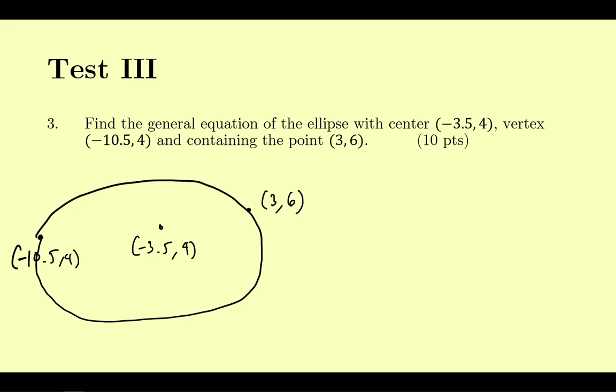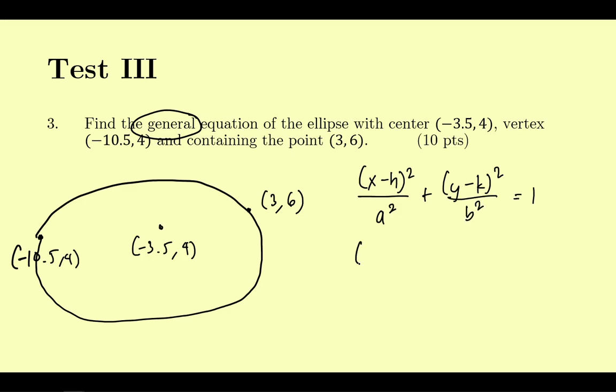Okay. How are we going to find the equation? The general equation, to be precise. First, we need to use the formula x minus h squared over, here's the question. Ano siya? A squared or B squared? Based on the information, the vertex is on the left of the center. That means the major axis is horizontal. Kaya katapat niya si x. A squared yan. Plus y minus k squared over b squared is equal to 1.